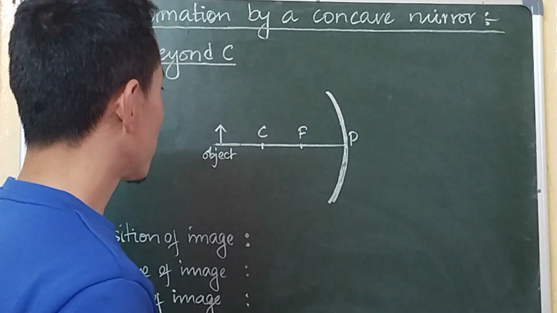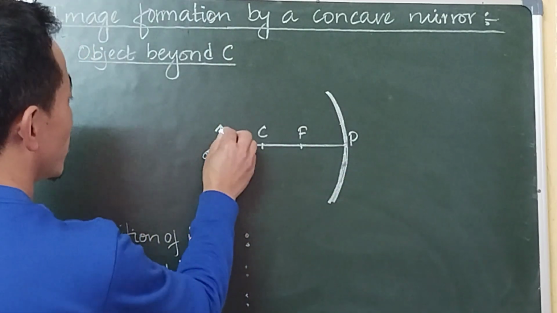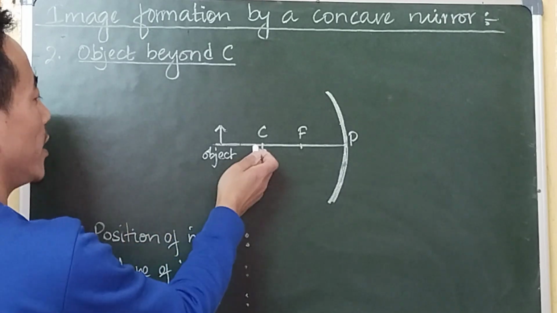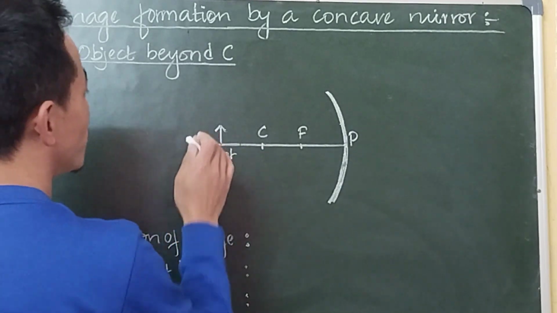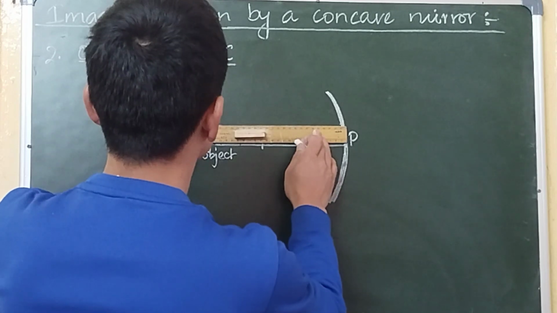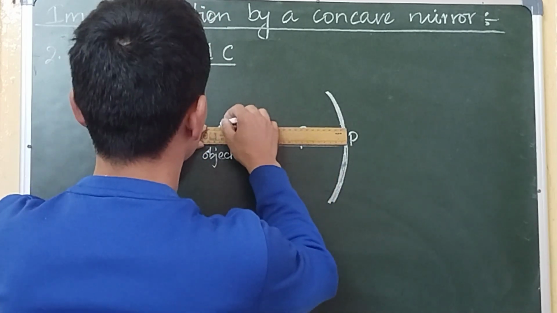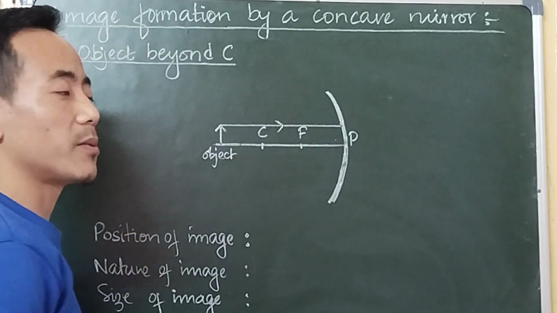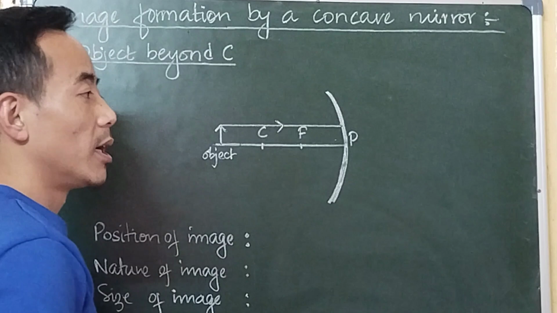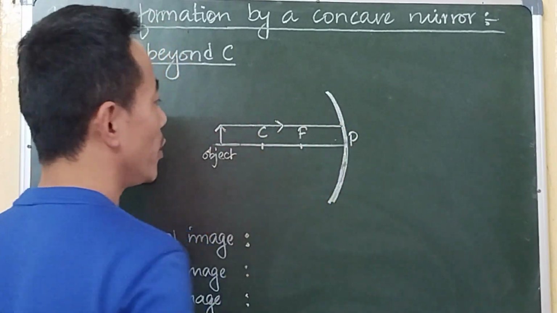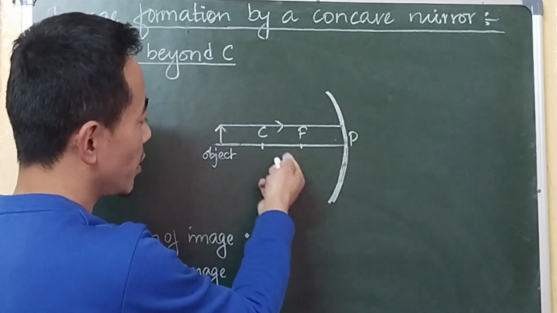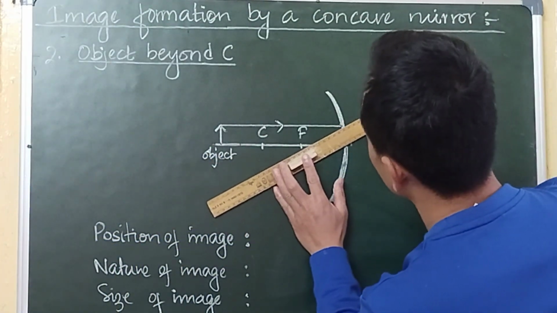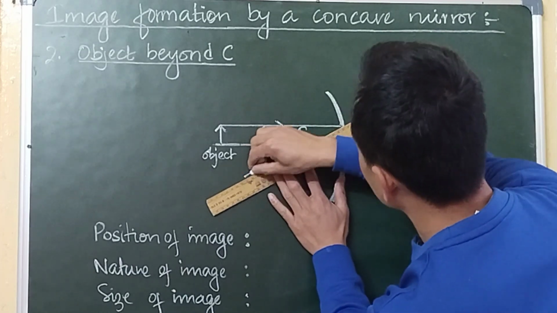So we will use the first rule. This one is our object, as you can see, and this object is kept beyond C. Behind C we have this object. Now from the object we will consider two incident rays. One incident ray we will consider parallel with the principal axis. So this is the first incident ray, parallel with the principal axis here. Now the rule says if the incident ray is parallel with the principal axis, then after reflection it must pass through the focus. So this reflected ray here will pass through the point F, that is our focus.